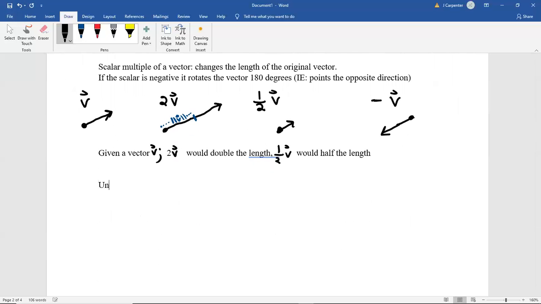Next up, unit vectors. I have this underlined. Unit vectors always have a length of 1. Unit vectors are absolutely critical. They are the basis of us actually being able to write vectors in component forms. Component forms being the x and the y breakdown.